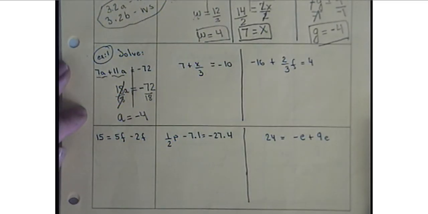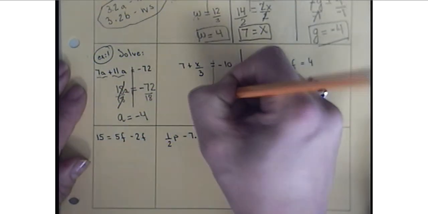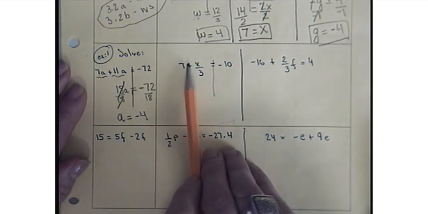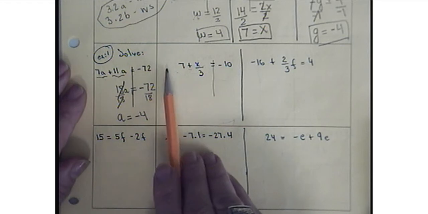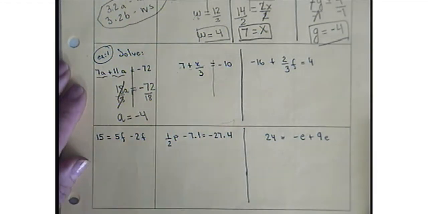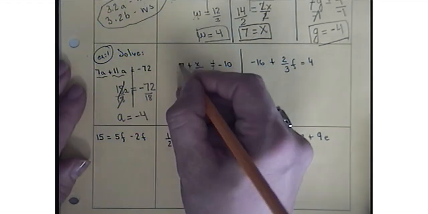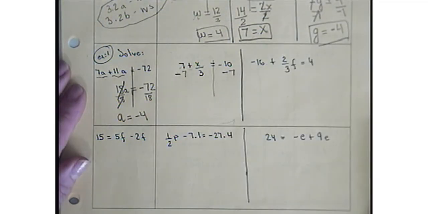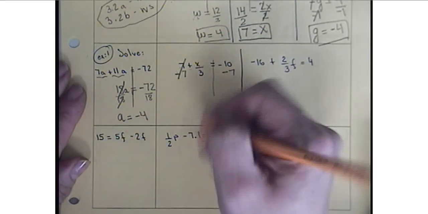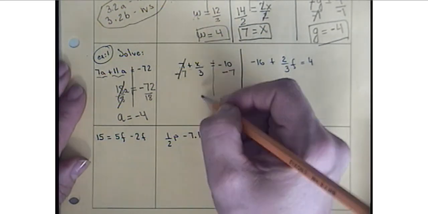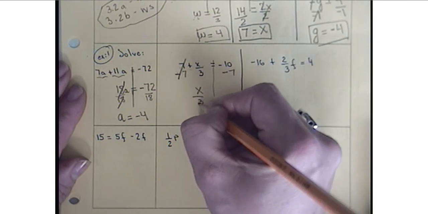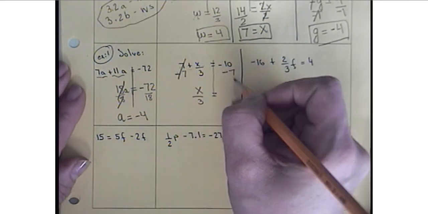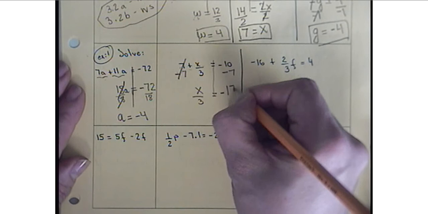Alright, next example. We have 7 plus x over 3 equals -10. Draw a line. Now, the variable has a number added to it, so the plus 7 will be the first one that needs to go away. I'm going to subtract 7 from both sides. 7 minus 7 is 0. This cancels. We have left x over 3 is equal to -10 minus 7, which is -17.